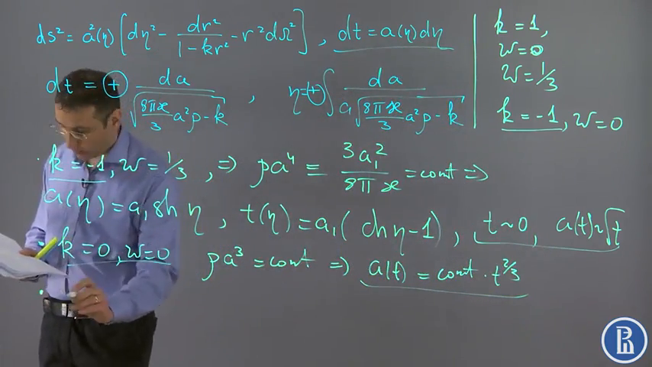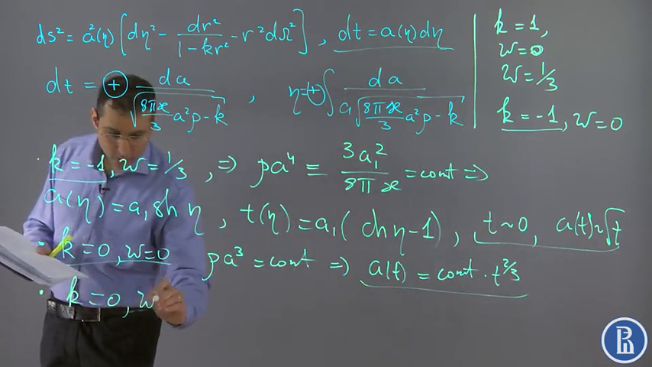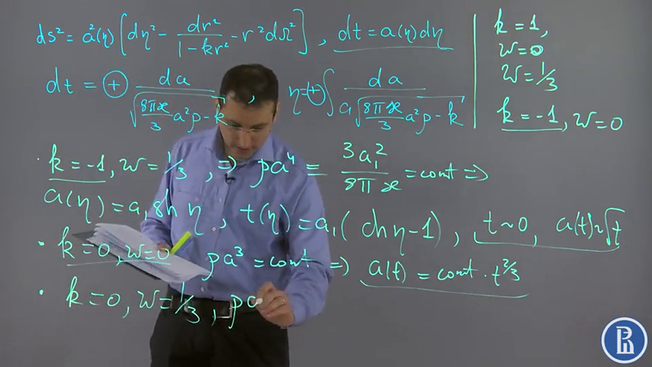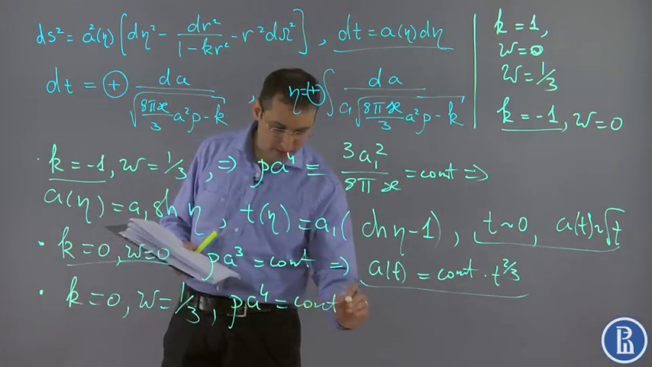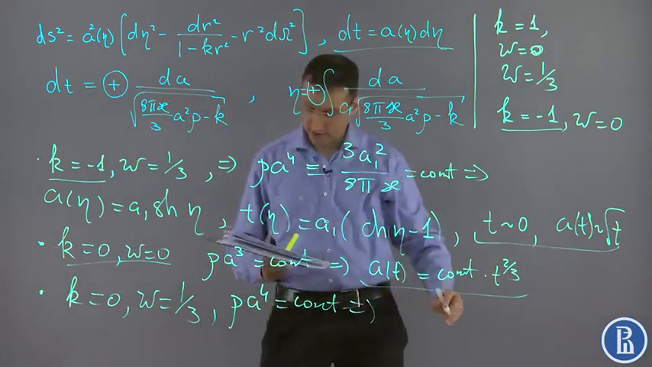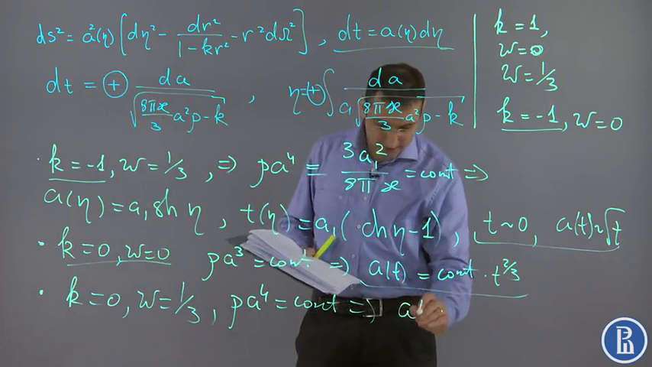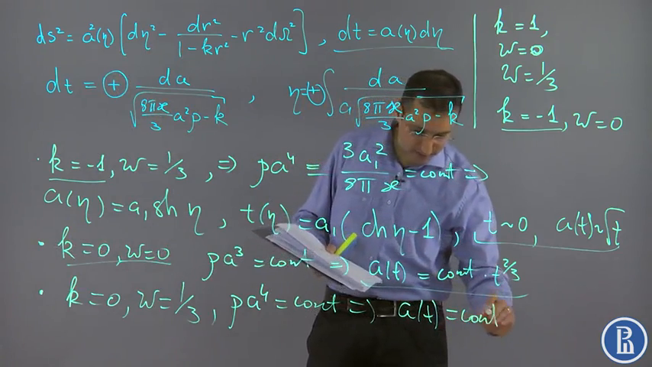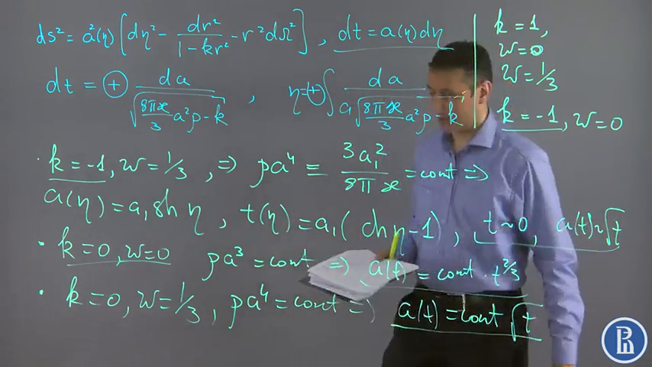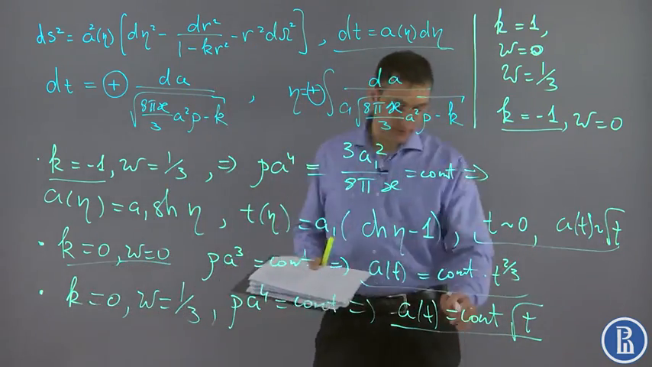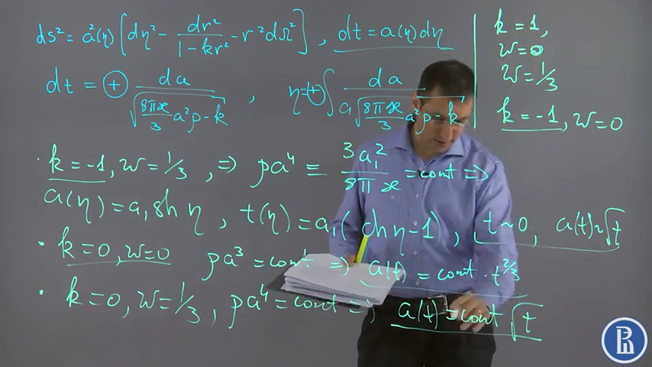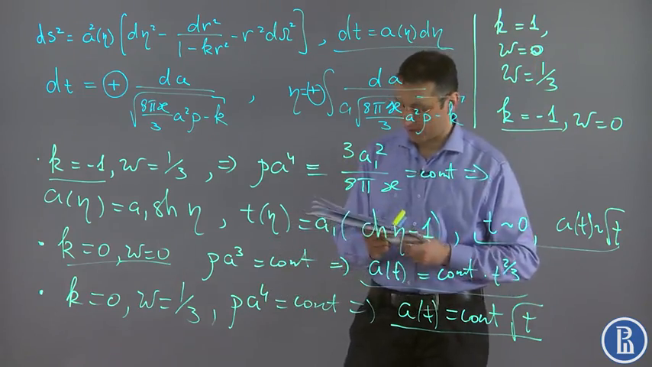And finally, when k equal to 0 and omega equal to 1/3, we, as usual, have rho a to the 4th is constant. And directly, using this here in this equation, we obtain that a of t is some constant times the square root of t. Again, we always have this relation for this case, while for the radiation, for the case of k equal to 1 and k equal to -1, such a relation is valid only at the beginning of the expansion.